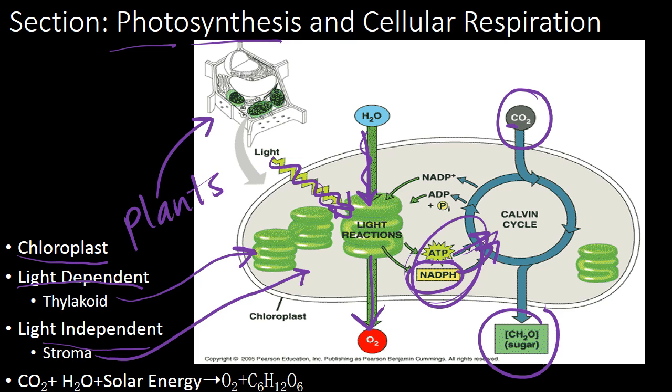The equation that you need to know for this process is down here at the bottom. So I take in carbon dioxide, water plus solar energy. I get out oxygen and glucose, C6H12O6. You do need to remember that equation.